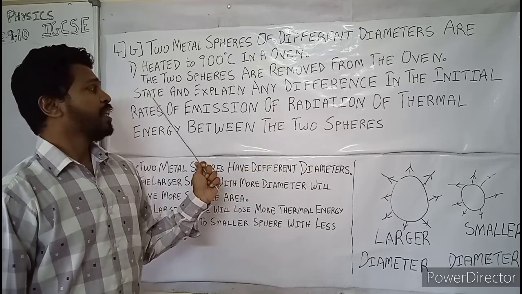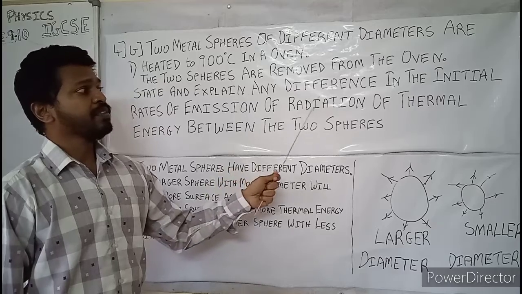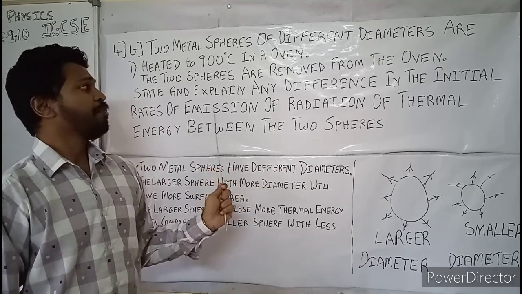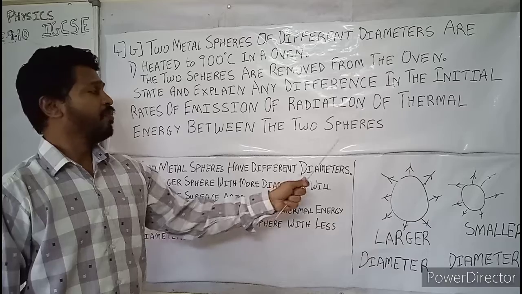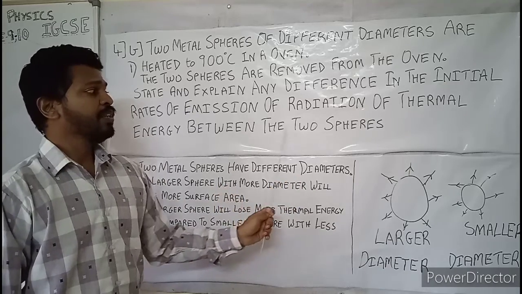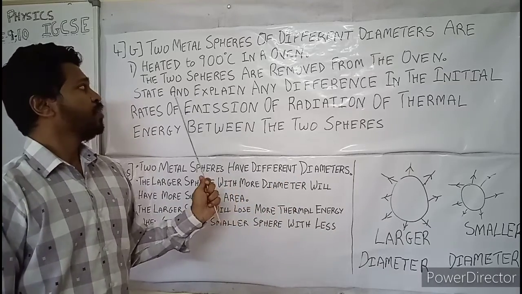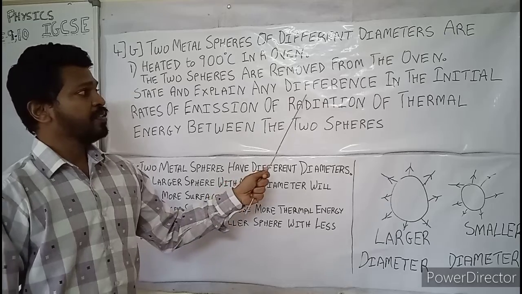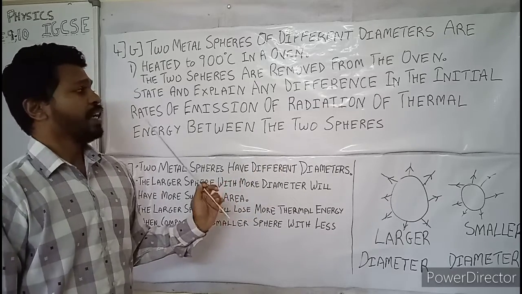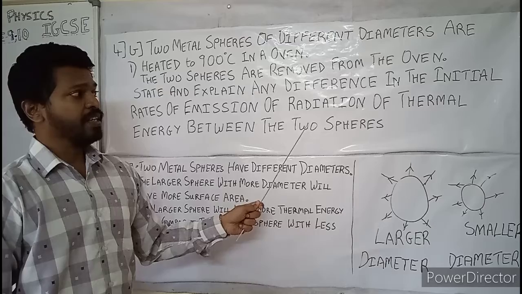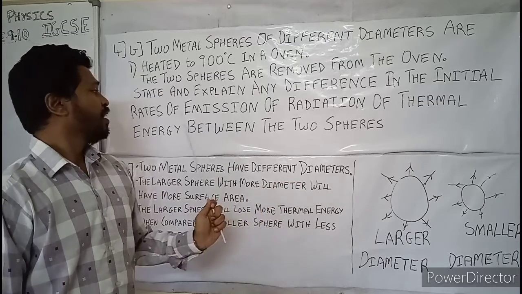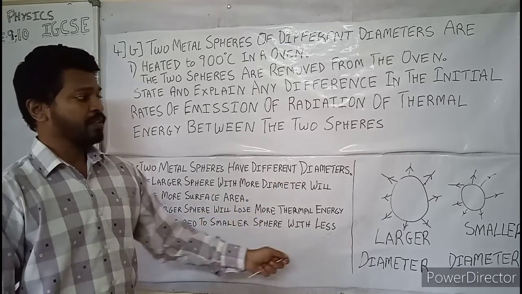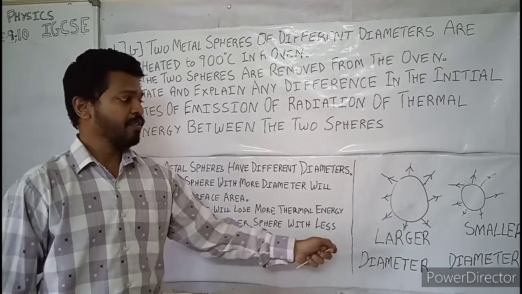Once they are removed, state and explain any difference in the initial emission of radiation of thermal energy between the two spheres. So you need to explain the difference in the initial rates of emission of radiation of thermal energy between the two spheres. Right? You can see these two spheres. I have drawn a figure.